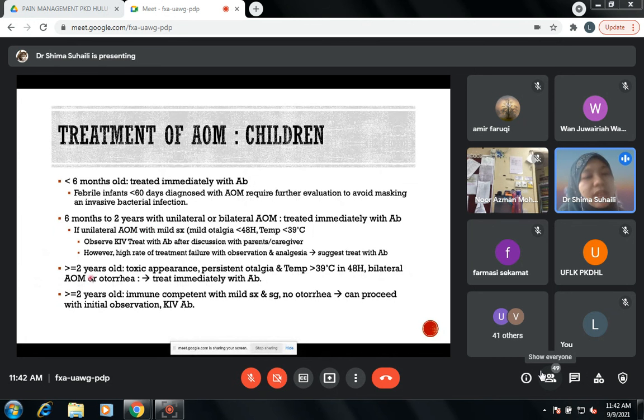Okay. For those children more than 2 years old and above, if they present with toxic appearance, persistent otalgia, temperature more than 39 in 48 hours, okay, either bilateral or unilateral AOM, and otorrhea, again, we just treat them with antibiotic. However, if they only have mild otalgia, we can proceed with initial observation and KIV antibiotic. So you have to educate the mother, the parents or caregiver, what are the red flag symptoms that they should monitor at home and come back for antibiotic treatment if any red flags appear.